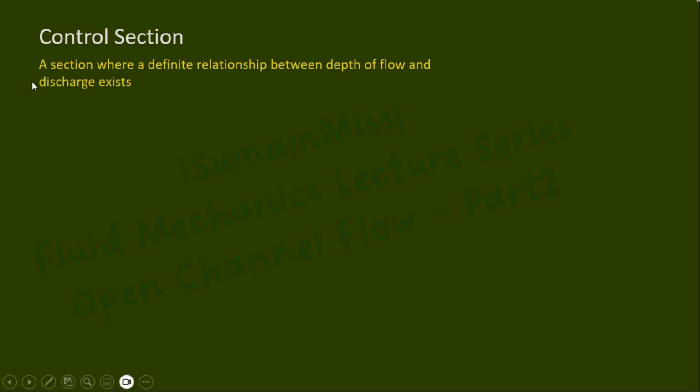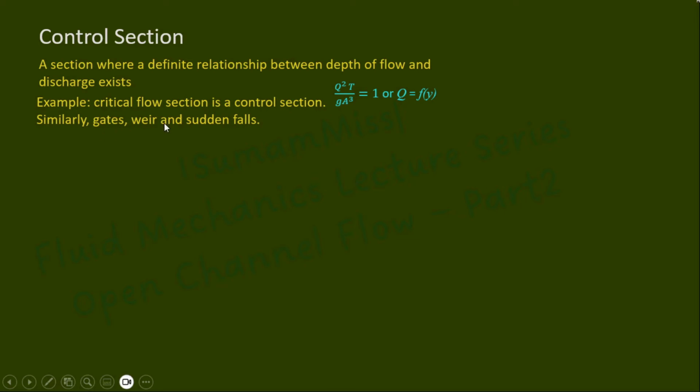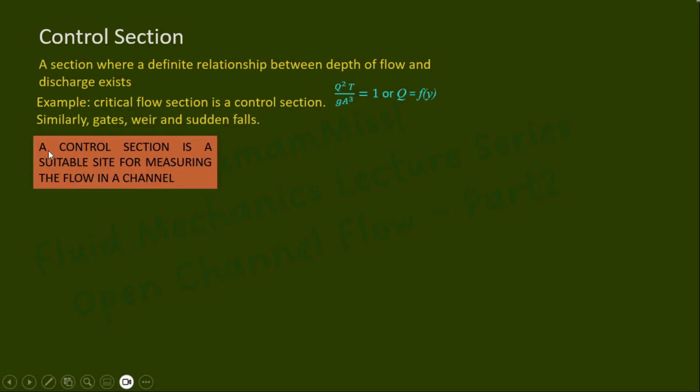A control section is a section where a definite relationship between the depth of flow and discharge exists. So in the control section, there is a definite relationship between Q and Y. Critical flow is a control section. Similarly, the positions of a gate, weir and sudden fall, etc. are also control sections. Wherever a definite relationship exists between the stage of the river and the discharge, we can assign that section as the control section. A control section is also a suitable site for measuring the flow in a channel.